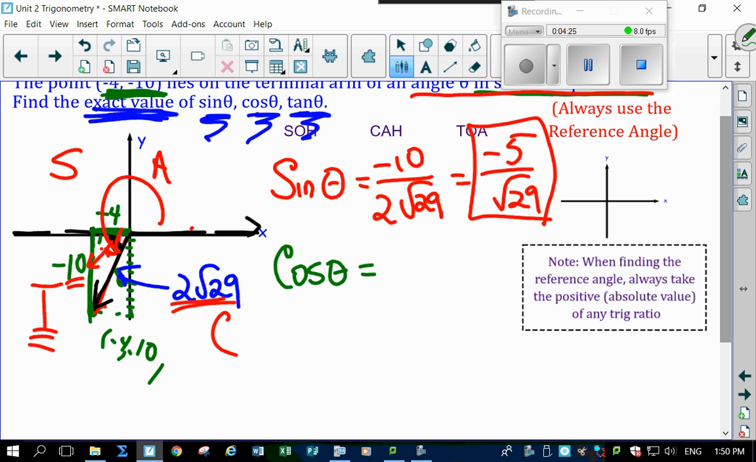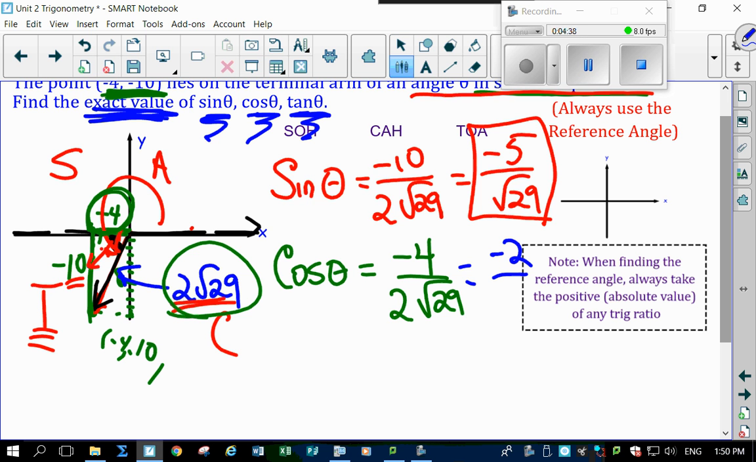Aha! But it is now the cosine of this angle. The cosine is adjacent over hypotenuse. Adjacent being -4 over 2 root 29. Again, you can cancel this out to give you -2 over root 29. And guess what you've got? Look at that. Beautiful. There's your cosine.